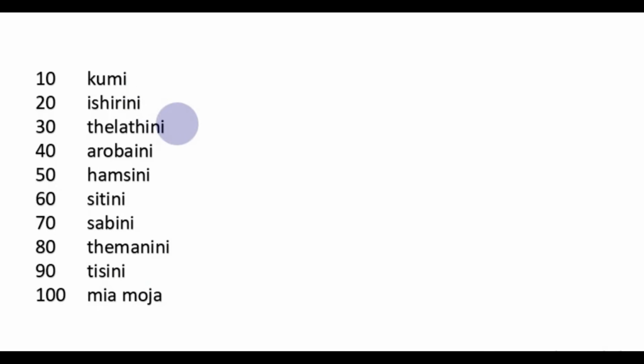Kumi, ishirini, thelathini, arobaini, hamsini, sitini, sabini, themanini, tisini, mia moja. And don't confuse again 60 and 90. 60 is sitini, 90 is tisini. And also don't forget that 6 is sita and 60 sitini. 9 is tisa and 90 tisini.